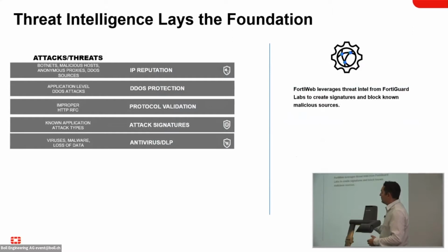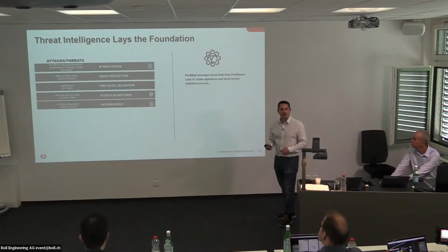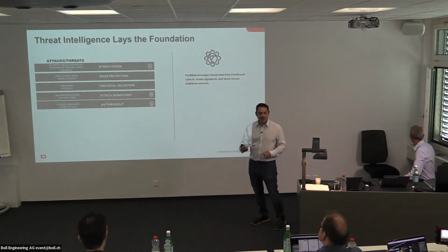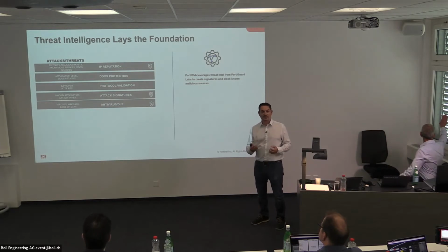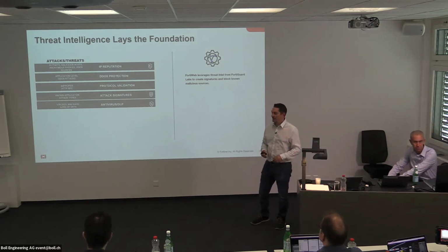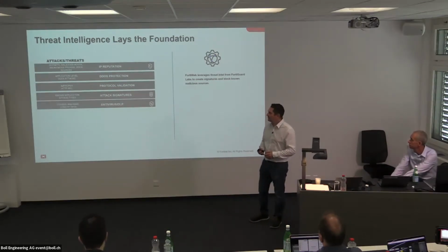In this solution, first, we can block all the known stuff, like we use IP reputation, for example, for blocking all the botnets, malicious hosts, everything like that. So this is something taken from our FortiGuard services. We can also do DDoS protection at the web level. So it's really important for your customer in order not to be fully blind to their business application. So we provide also this layer of protection.